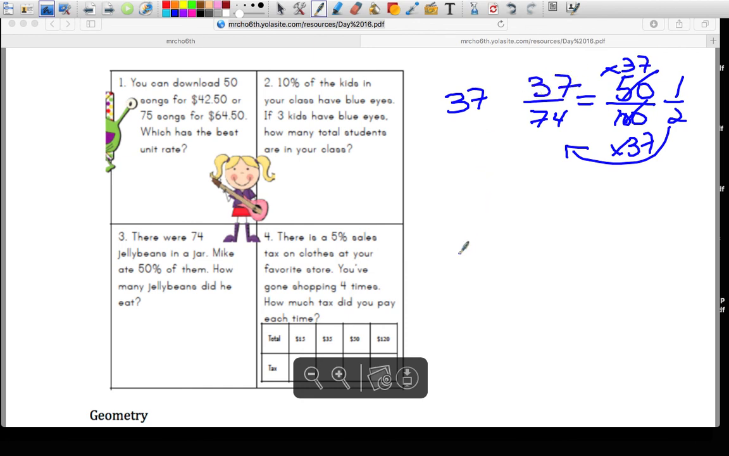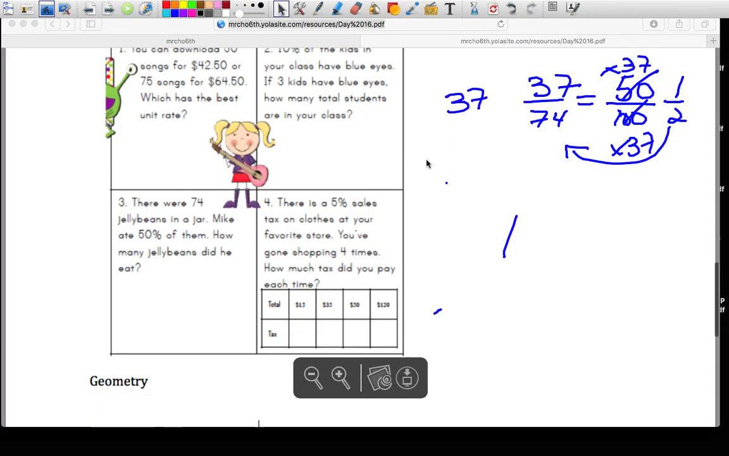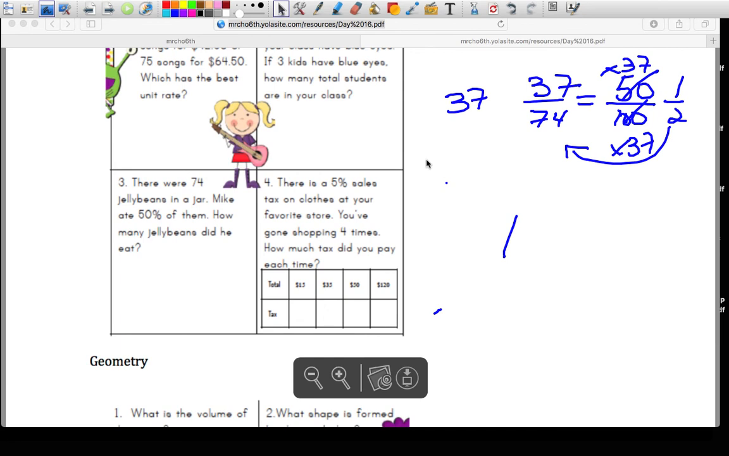There's 5% sales tax on clothes that you favor. You go shopping 4 times. How much do you pay in tax each time? Wow, 5% of 15, 5% of 35, 5% of 50, 5% of 120. I can't even see that. Can I move this up? Okay. You shop 4 times. How much did I pay in taxes?